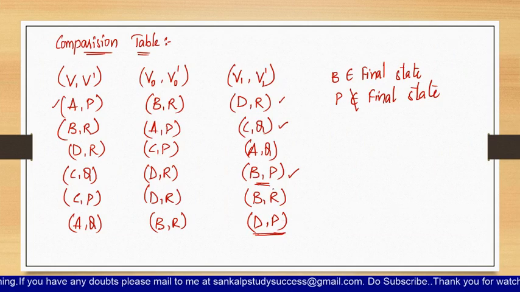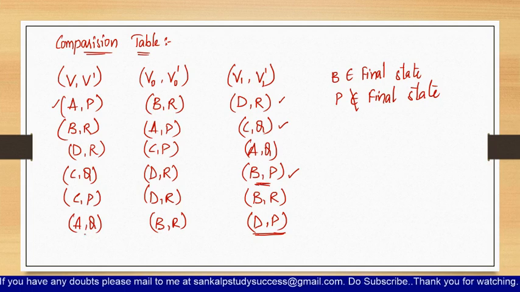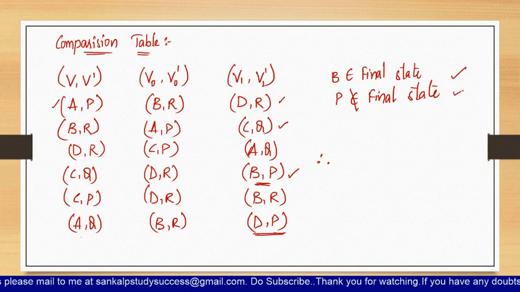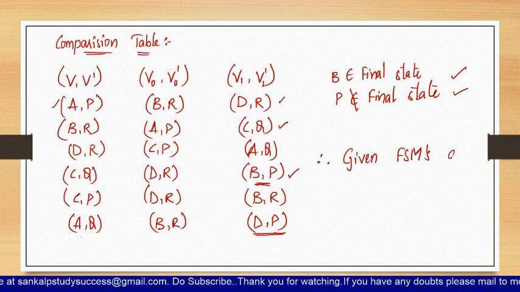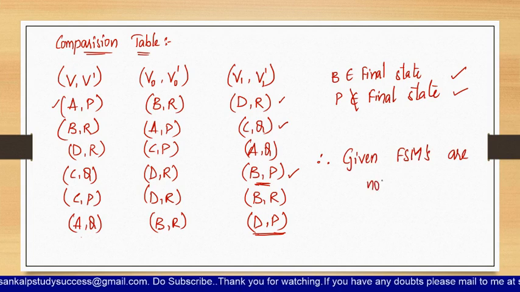That means we have done till BP, right? After AQ we are going to do BP only. So till now you have to continue this procedure, and as B belongs to the final state and P does not belong to the final state, you will say that the given FSMs, that means finite state machines, are not equivalent.